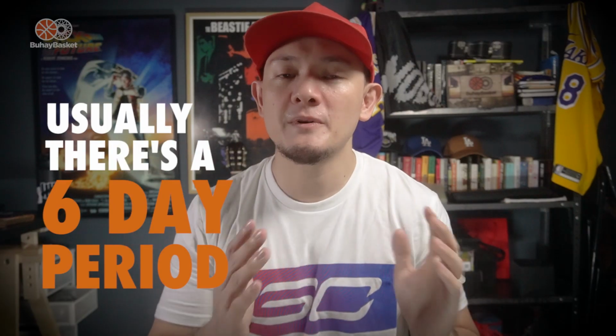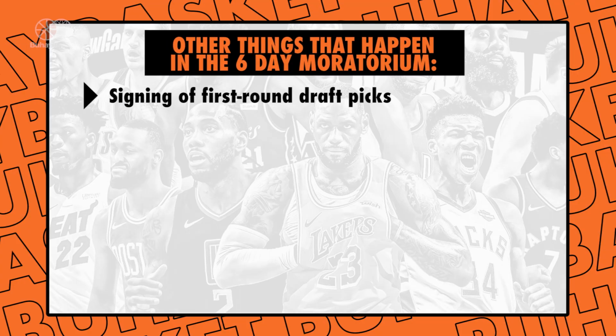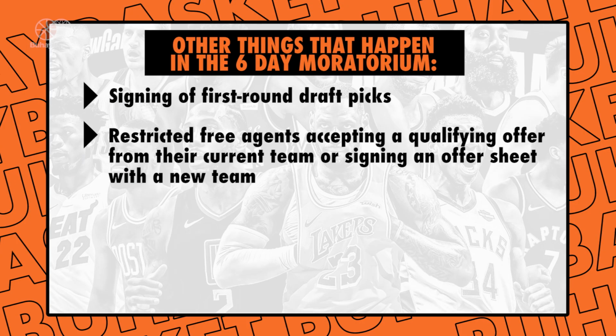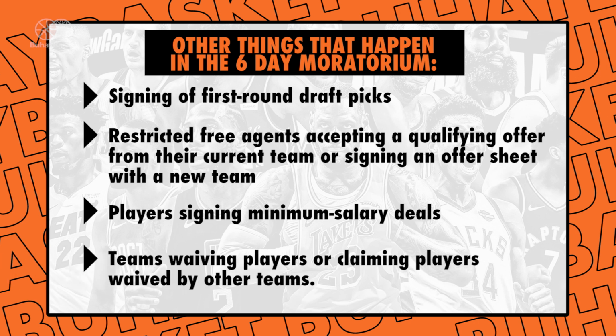Usually, there's a 6-day period where teams can negotiate with agents and players. Other things that happen during that 6-day moratorium are signing of first-round draft picks, restricted free agents accepting a qualifying offer from their current team or signing an offer sheet with a new team, players signing minimum salary contracts, teams waiving players or claiming players waived by other teams.